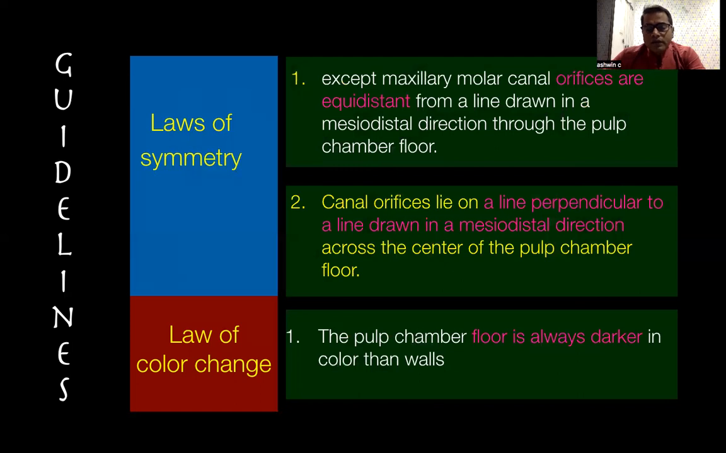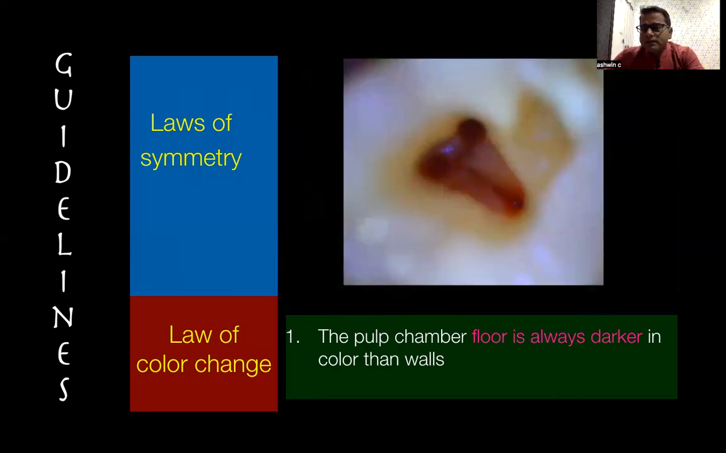The third law is the law of color change. The pulp chamber floor is always darker in color than the walls, like this. See the wall color? Yellowish or whitish. White is enamel, yellowish is the dentin of the wall. But see the dentin at the floor. It's absolutely brown.